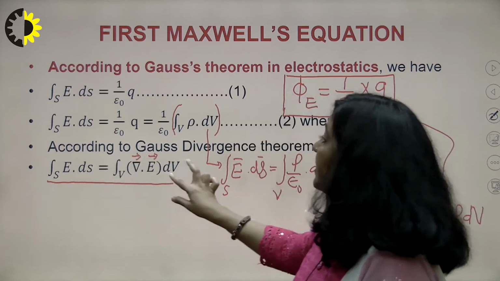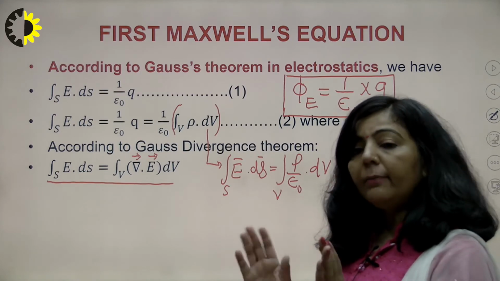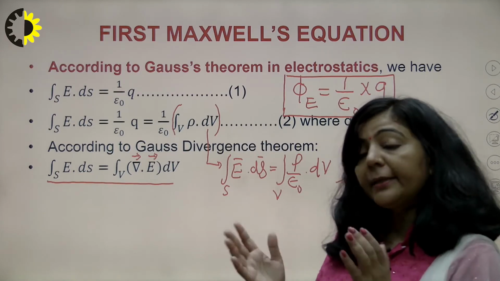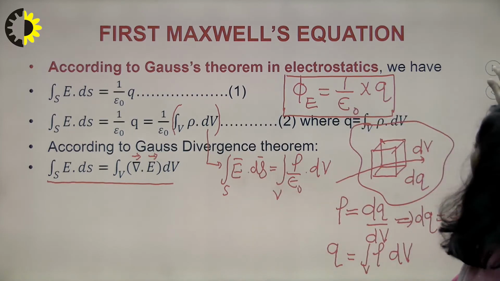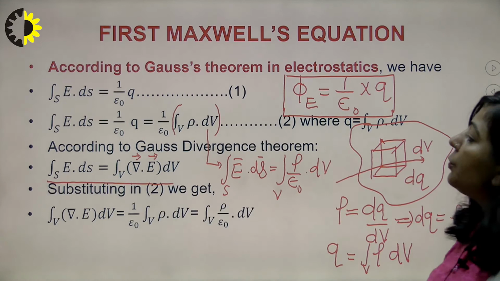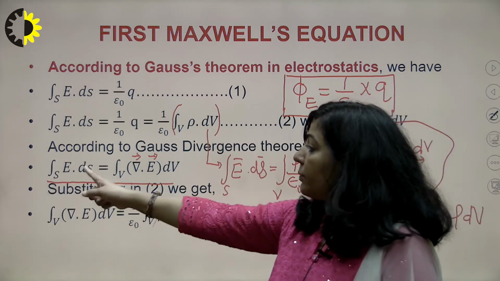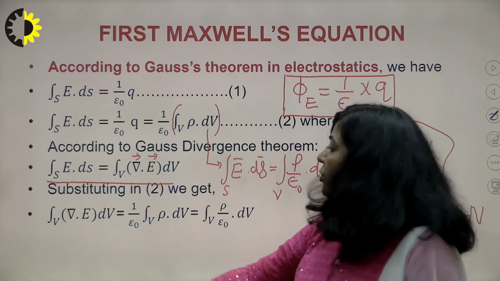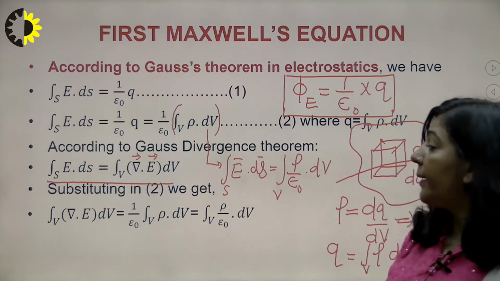Now substitute this surface integral as a volume integral in this equation. Then you will get a volume integral on both sides, and the comparison will be easier. So when you substitute this in equation number 2, you get the volume integral of divergence of E equal to the volume integral of rho by epsilon naught.